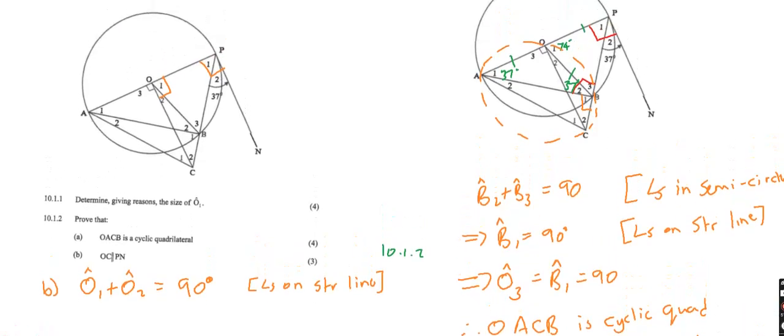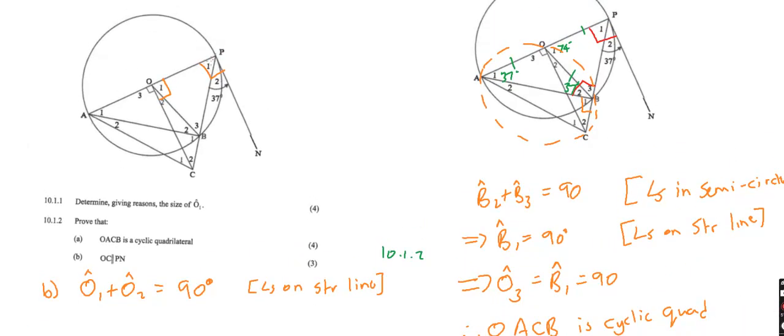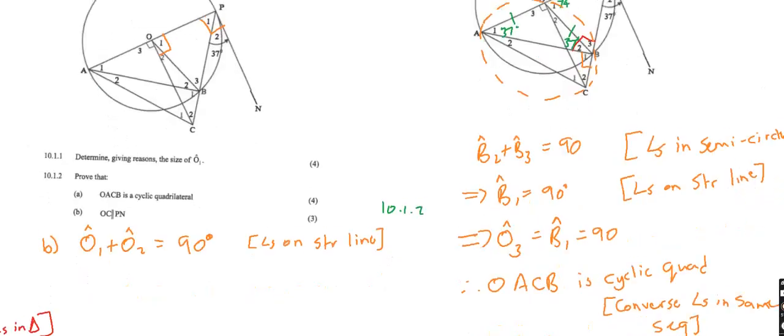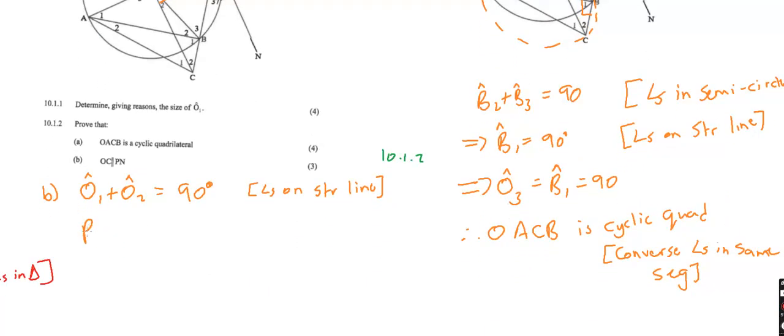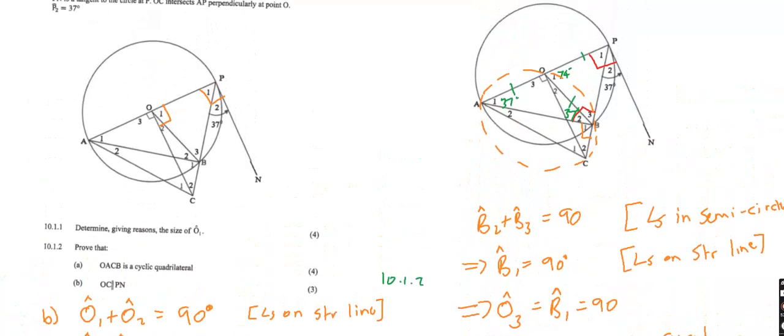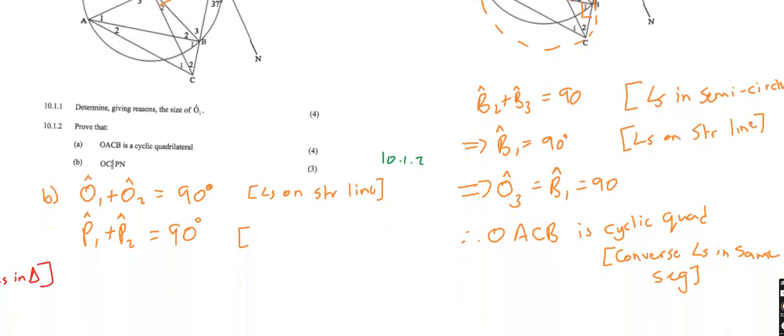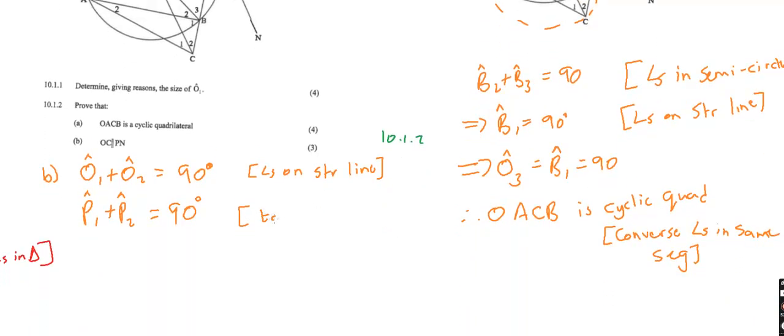Now that we have that, I have to tell them that P1 and P2 are also 90. P1 plus P2 is also equal to 90, but that is because we've got a tangent and a diameter. So we can say tan perpendicular to diameter.